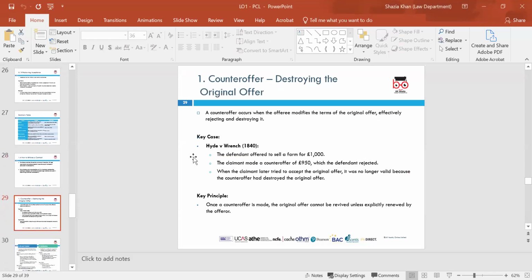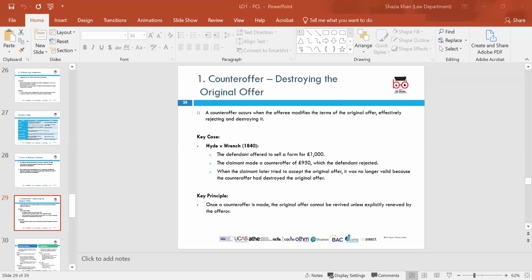Counter offer, destroying the contract. A counter offer effectively destroys the original offer by acting as a rejection of it, meaning that once a counter offer is made, the original offer can no longer be accepted and is considered void under contract law. Essentially, proposing a new set of terms automatically negates the previous offer on the table.